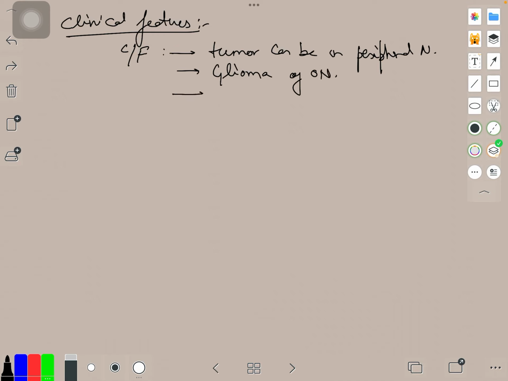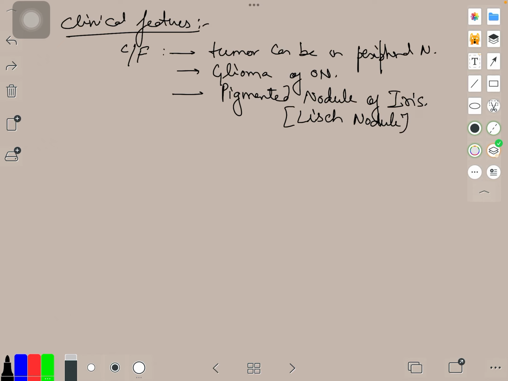Now the same presentation can be seen as pigmented nodules. Now from where these pigments come in, iris, pigmented nodules of iris. Now this is also called Lisch nodules. So if you will have an eye, and this is your iris, right? This is your iris. Now there can be some hyperpigmented nodules on it, okay, and these are called Lisch nodules. Let's say this is your eye.